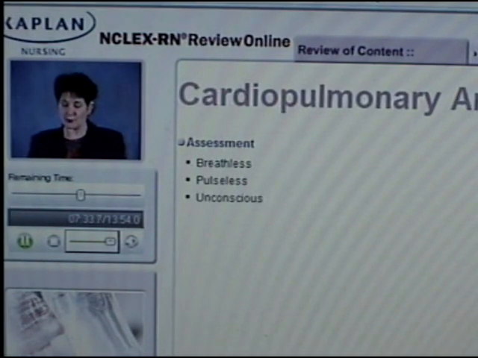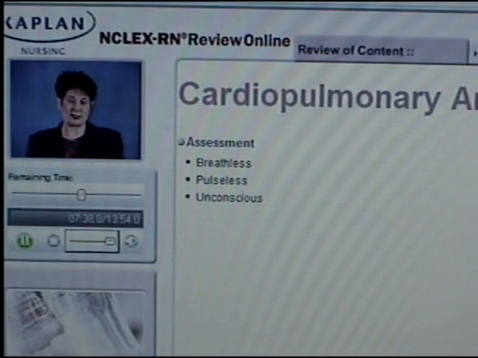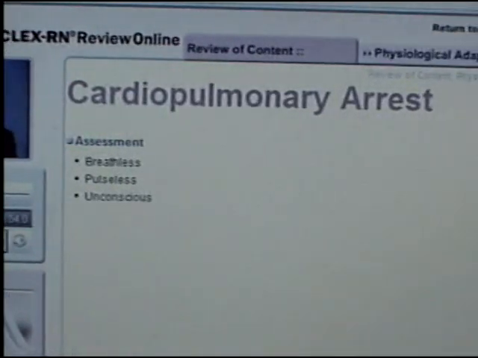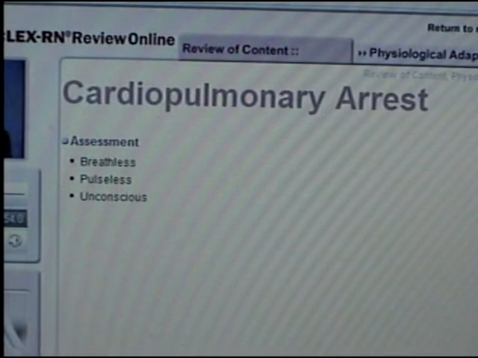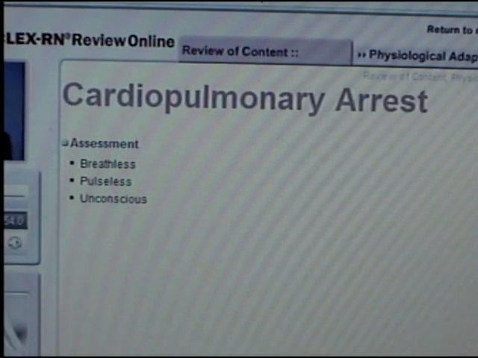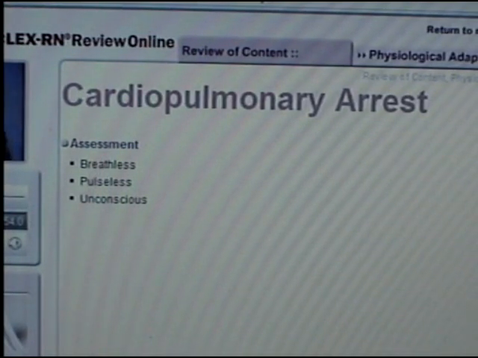Let's talk about another problem, and this would be cardiopulmonary arrest. You would know a patient is in cardiopulmonary arrest if they are breathless, meaning they do not appear to be breathing, if they are pulseless, and for an adult you're going to check the carotid pulse. For an infant you're going to check the brachial pulse. We don't check their carotid pulse because infants have very fat necks and it's very hard to palpate the carotids.